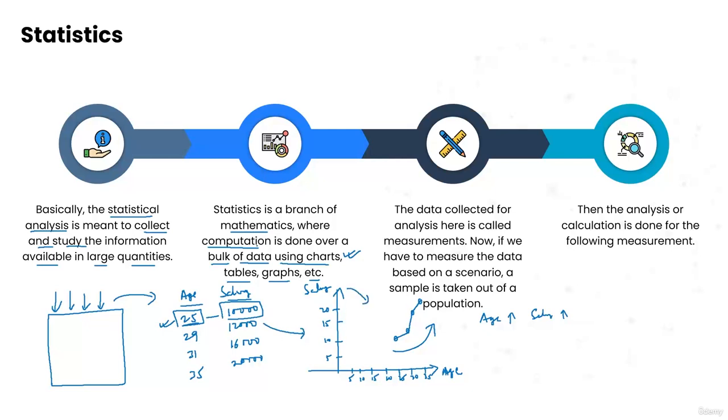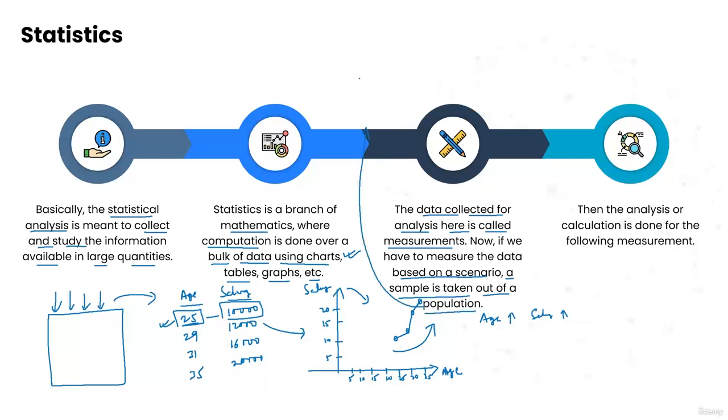So statistics, as I told you, is nothing but a branch of mathematics where computation is done over a bulk of data using charts, tables, and graphs. The data collected for analysis here is called measurements. Now, if we have to measure the data based on a scenario, a sample is taken out of a population.